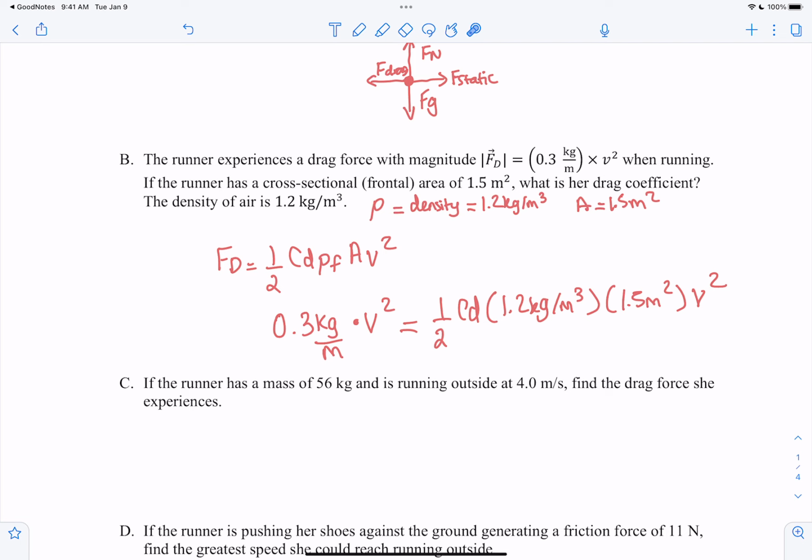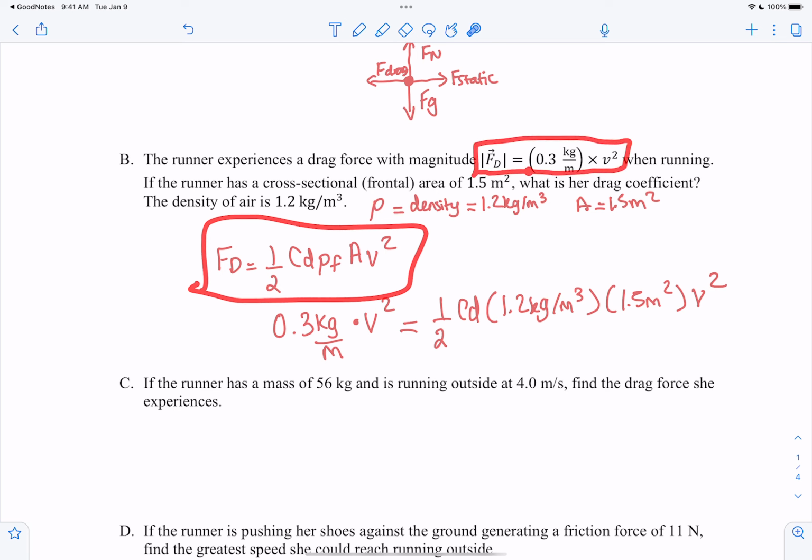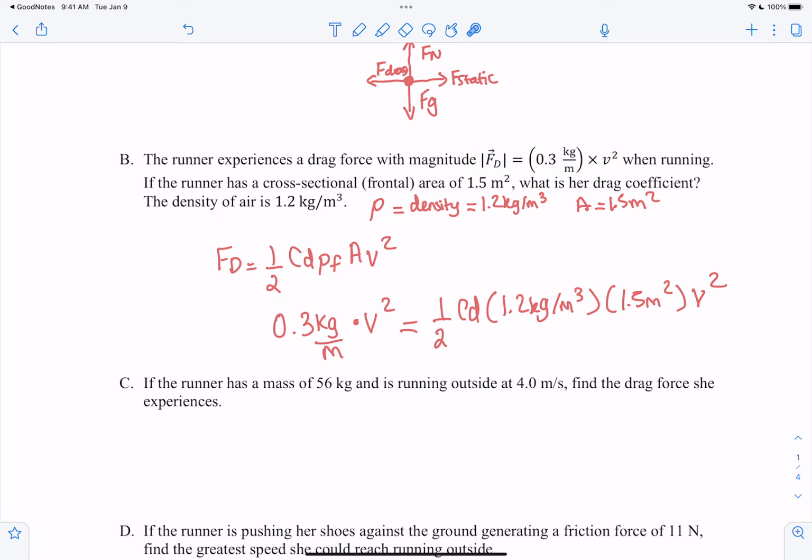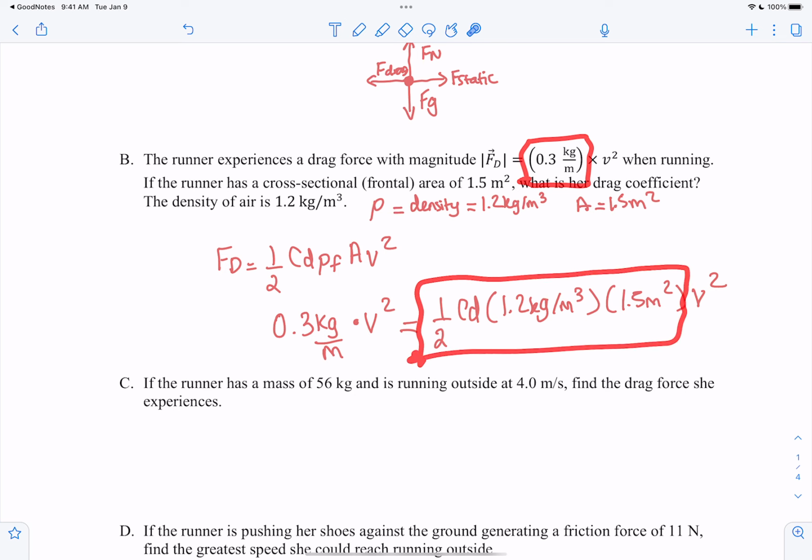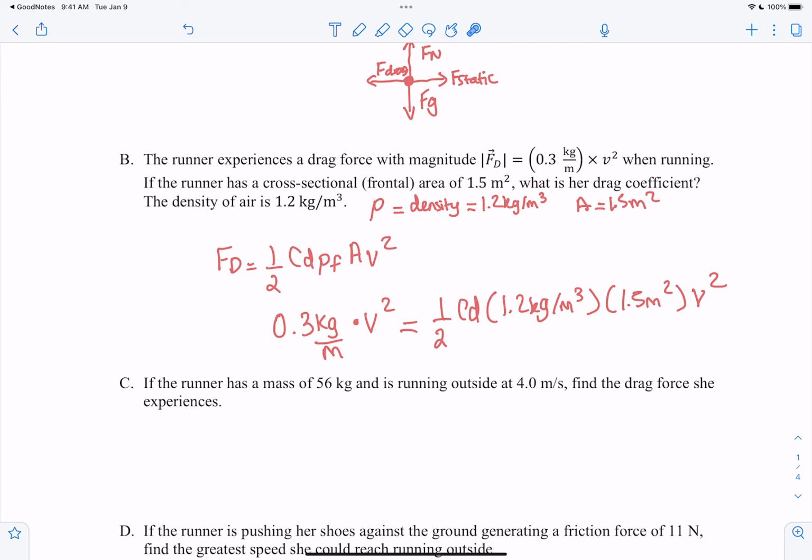Yeah, so this is your normal equation for drag, right? But they also told us that drag just happened to be equal to 0.3 kilograms per meter times the v squared. So essentially what you're looking at here is that 0.3 kilograms per meter is equal to this part right here. So half times your drag coefficient times your density times your area, that section here is equal to 0.3, and then we multiply it by v squared.